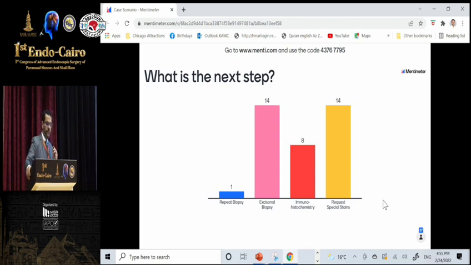So we have repeat the biopsy 1, excisional biopsy 14, immunohistochemistry 9. Okay, now I don't like to show this in the beginning because people get biased, right? But you see now, nobody wants to repeat the biopsy at all. Anyway, the other 3 choices are kind of balanced.